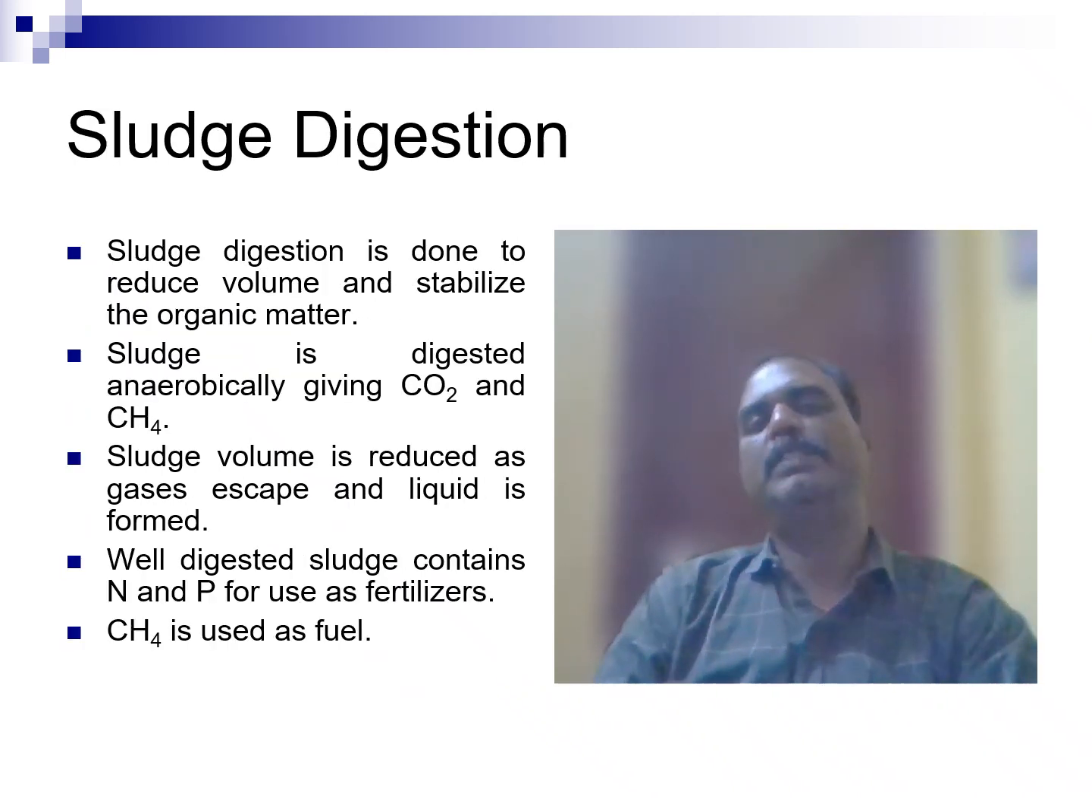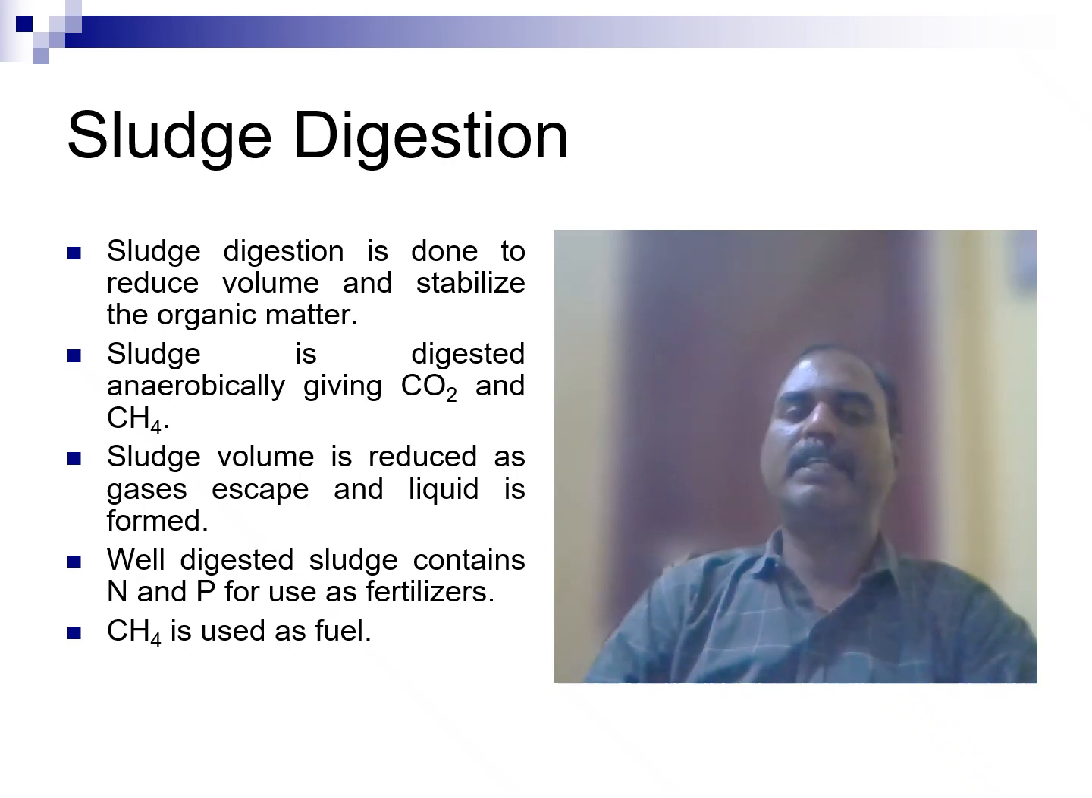So what is the residue we receive from the secondary treatment method? That sludge we have to digest, and then we can collect it as fertilizer, as well as the gas produced during that process. If it is methane, we can collect it as a fuel. During the digestion, it reduces the volume and gives enriched fertilizer containing nitrogen and phosphorus. The gases produced are carbon dioxide and methane. The methane may be collected and used as a fuel.